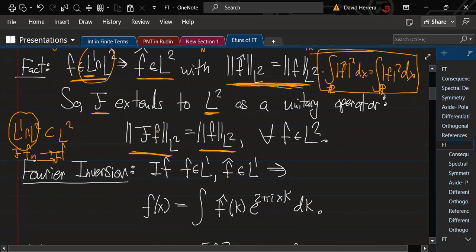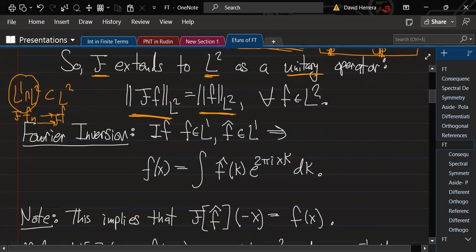which is that it doesn't change the norm of a vector. So I have f here, it has a certain length in L2 as a vector in L2, and when I apply the Fourier transform to it, it has that same length. So this is what we call a unitary operator. It doesn't change the length of vectors.